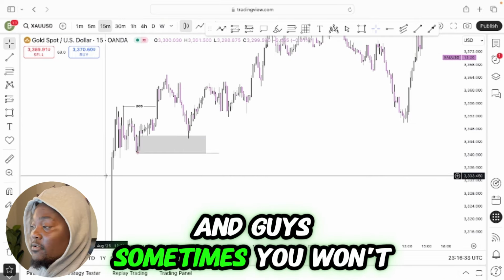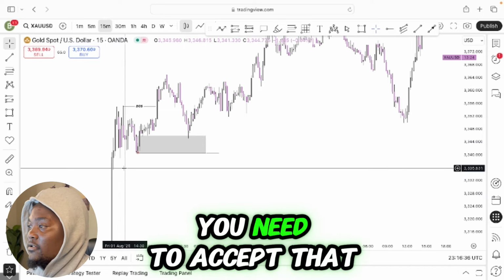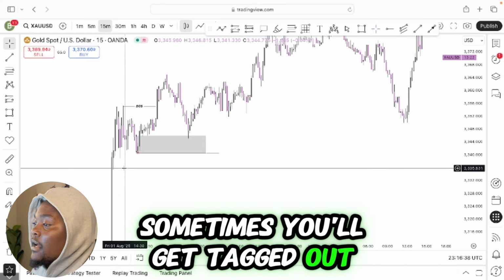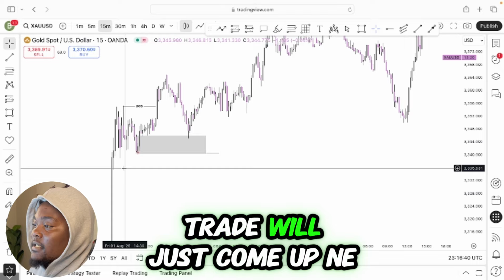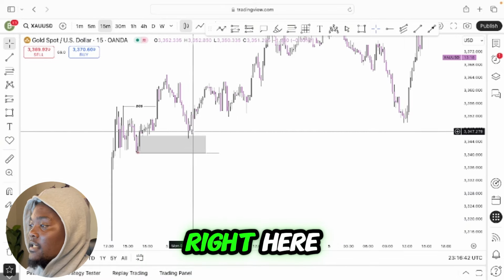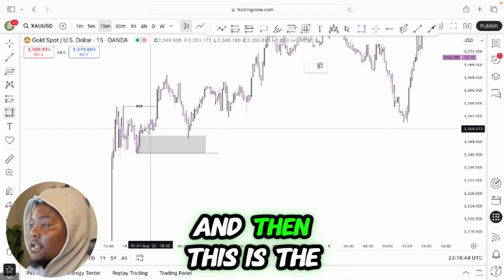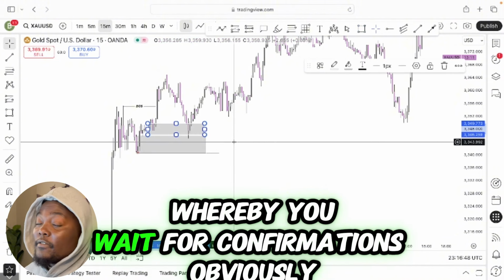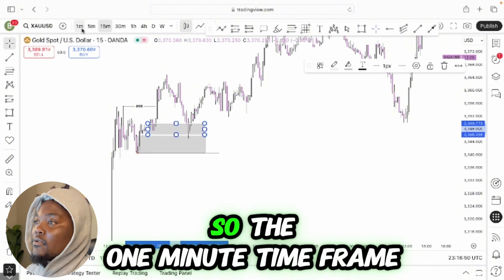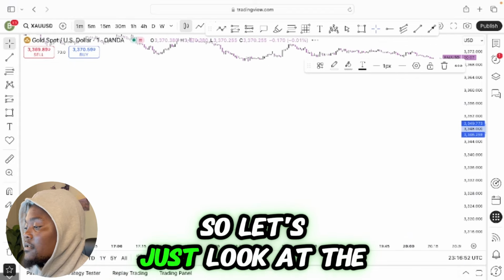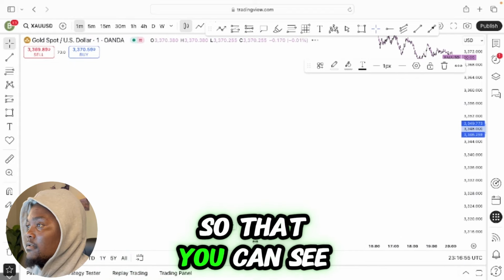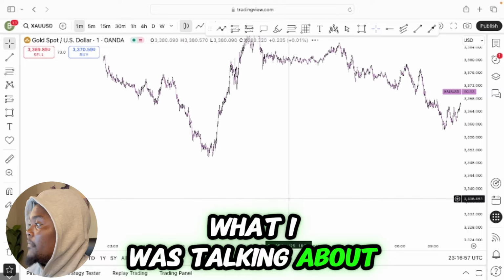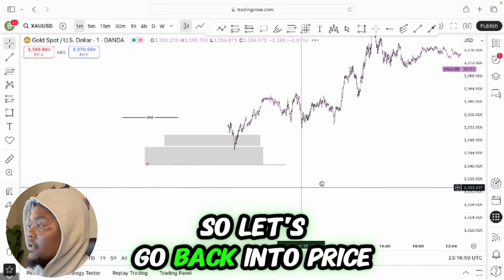And guys, sometimes you won't get good entries. You need to accept that sometimes you'll get tagged out, and then maybe a good trade will come up. As you can see right here, this is the extreme zone, and this is the middle zone or the decisional zone, where you wait for confirmations, obviously. So the 1-minute time frame, let's look at the 1 minute so that you can see what I was talking about. Let's go back into price.